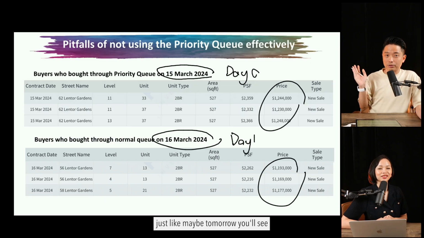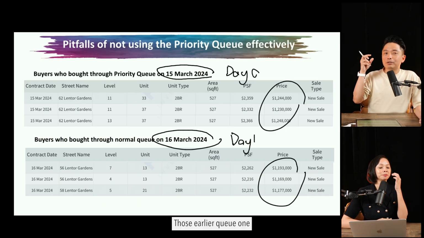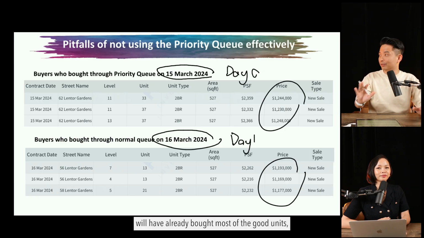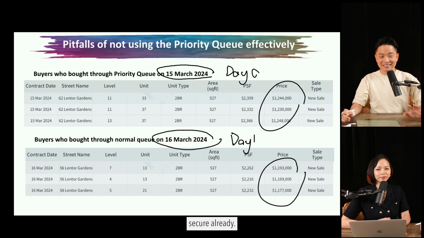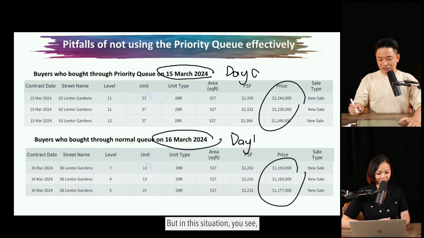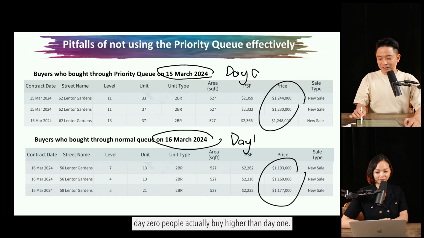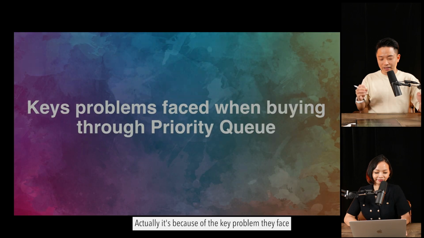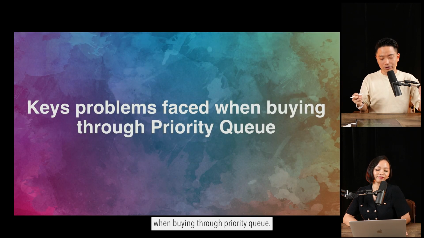Just like maybe tomorrow you'll see River Green, all this coming. Those earlier Q1 will still get quite a good purchase. But those bulk purchasers will have already bought most of the good units. But in this situation, you see, day 0 people actually buy higher than day 1. Why is this so? Actually, it's because of the key problems they face when buying through the priority queue.